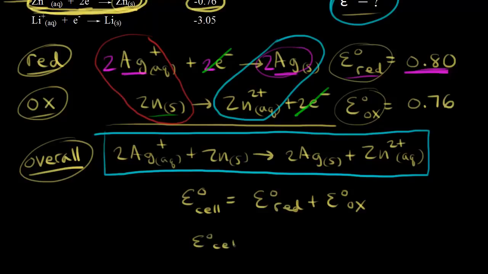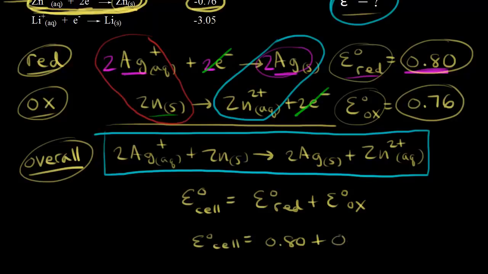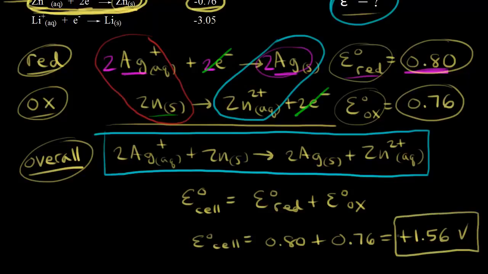The standard cell potential is equal to positive 0.8 volts plus positive 0.76 volts, which is equal to positive 1.56 volts. So the standard cell potential is positive 1.56 volts. Remember, a positive value for your potential means a spontaneous reaction. So this is how to use your reduction potentials to figure out a standard cell potential.